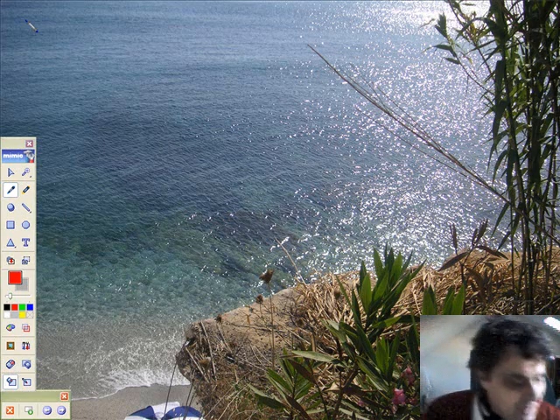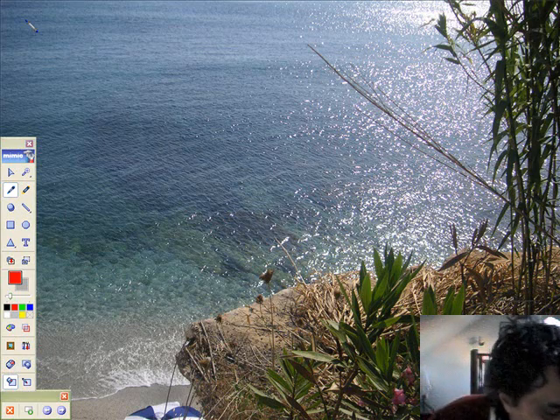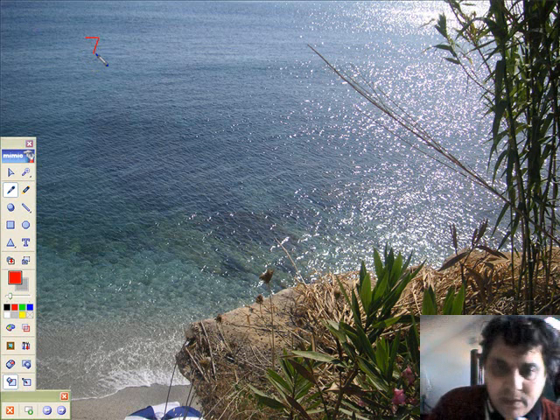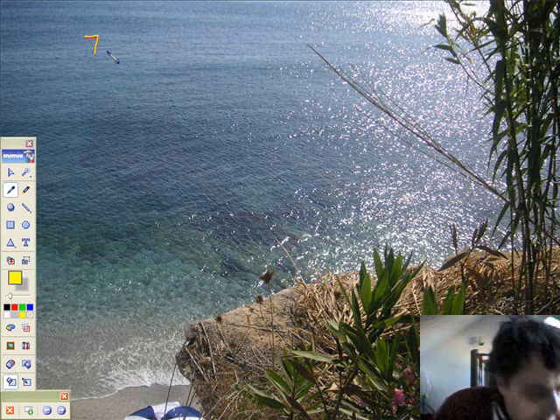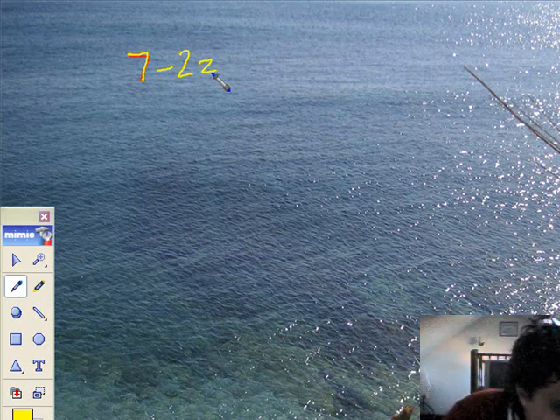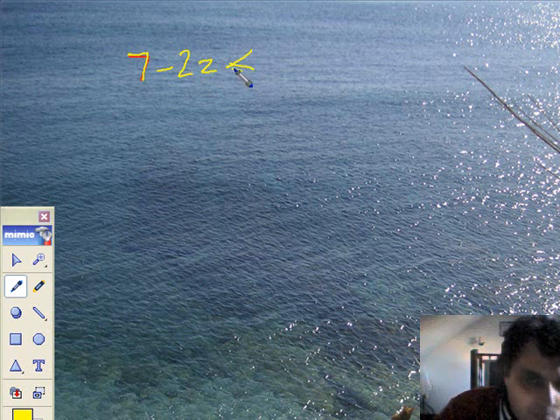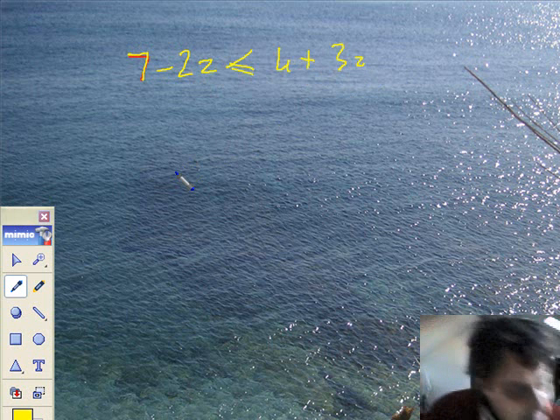Alright, okay, this is going to be 5f now. Here we go. I've got 7 minus 2z's. Z's are a right pain to see, aren't they? It's got to be less than or equal to 4 plus 3z's. Sorry, it's a little bit easy. It's meant to be the last one.